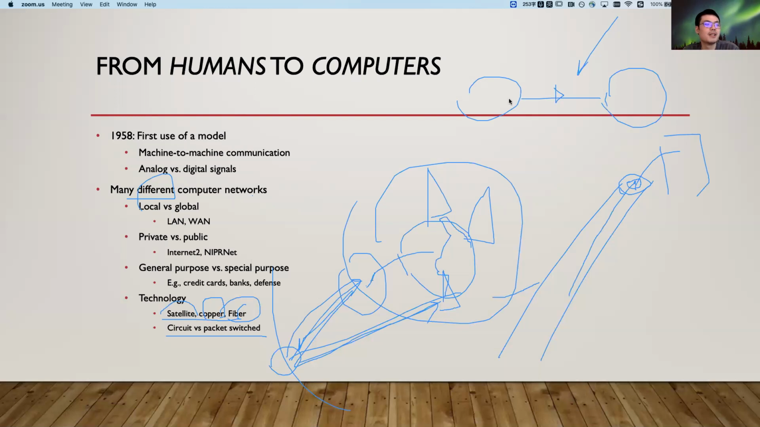Think about a lot of people here in North America talking to a lot of people in Asia. You do need the bandwidth here to be very high compared with individual bandwidths inside. This is similar to what we talked about in the telephone slide.